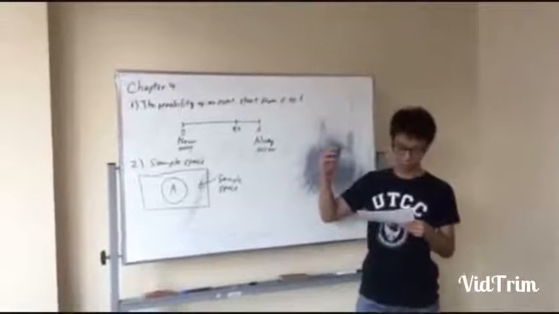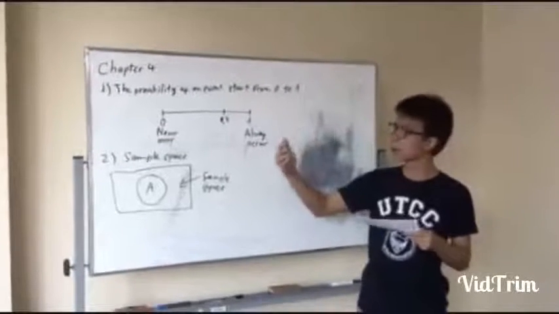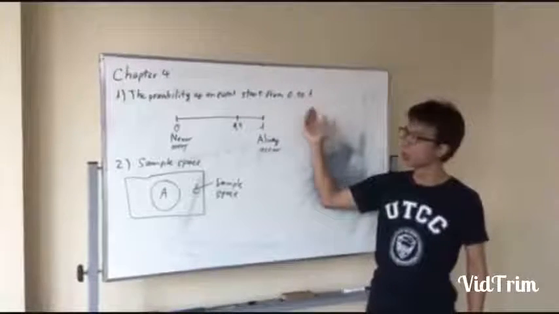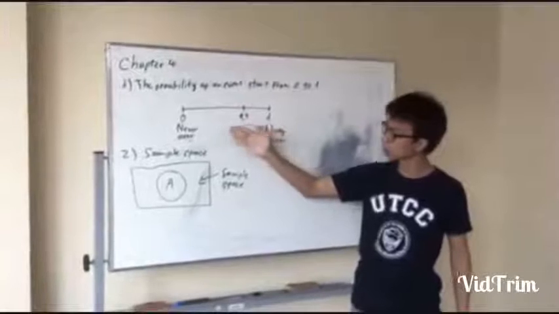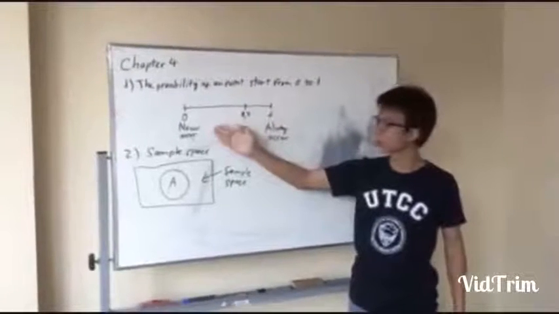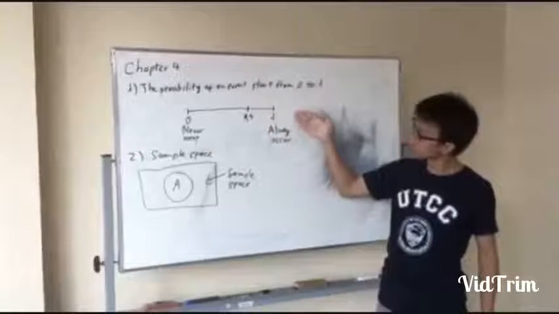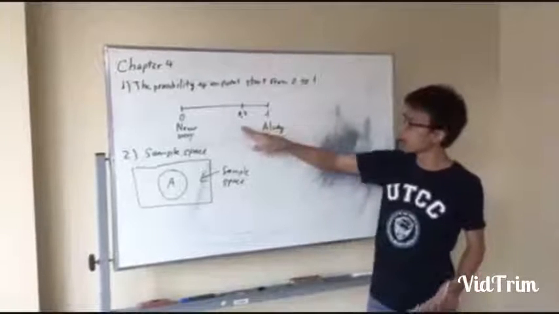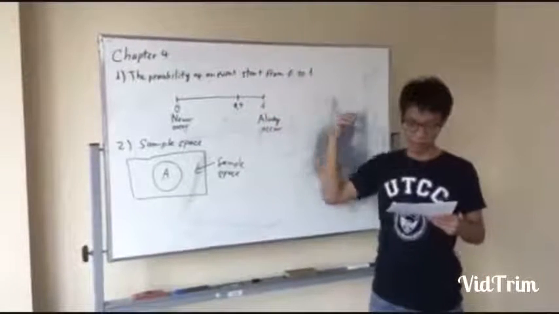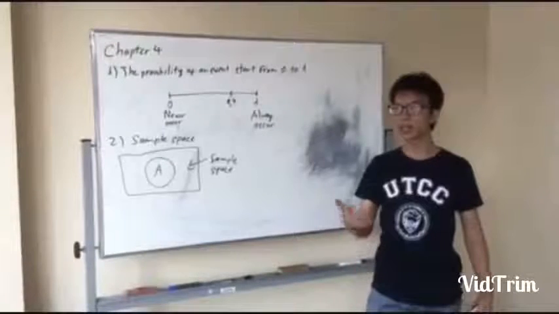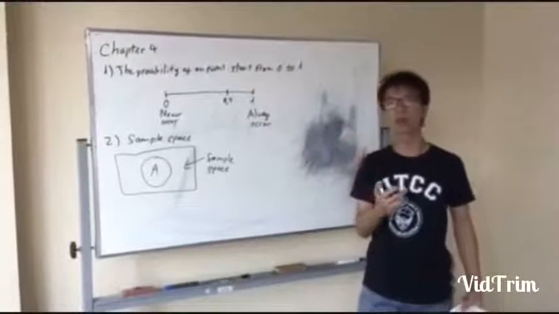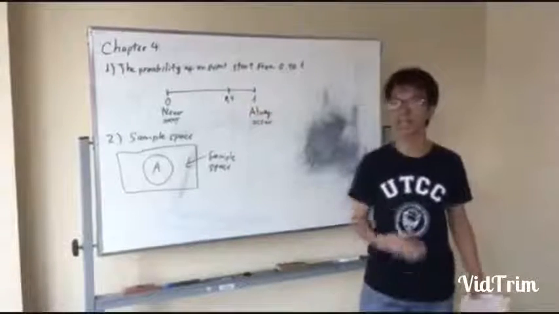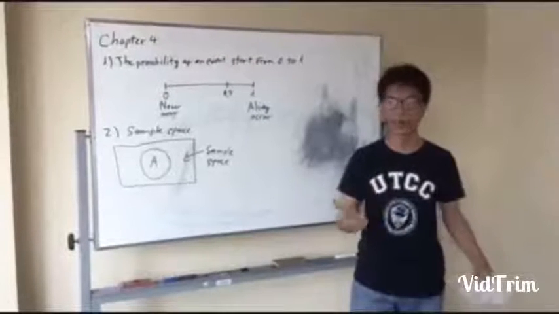So chapter 4, and question number 1: the probability of an event always ranges from 0 to 1. On the line of 0 to 1, 0 means the event will never occur, and the number 1 means the event always occurs. As an example, imagine that we count from 0 to 100%. So if you get 0.7, it's like a 70% chance that the event will occur.